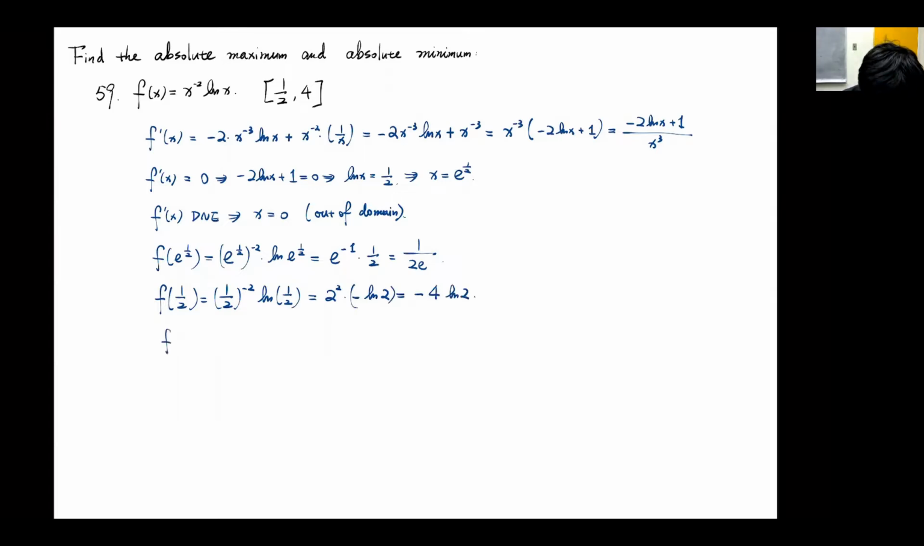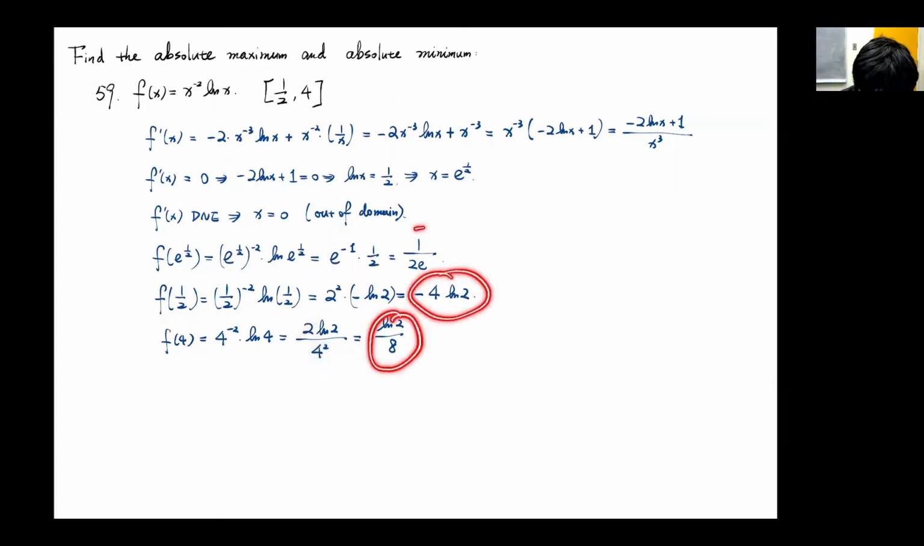Finally, f of 4. So this will be 4 to the minus 2 power times natural log of 4. Okay, natural log of 4 equals 2 natural log of 2, and 4 to the minus 2 power will go into the denominator, so I should get 4 squared over here. So the answer will simply be natural log of 2 divided by 8, because what I have over here is 16, and 16 cancels out with the 2 over here, that will get 8. All right, so these are the 3 values.